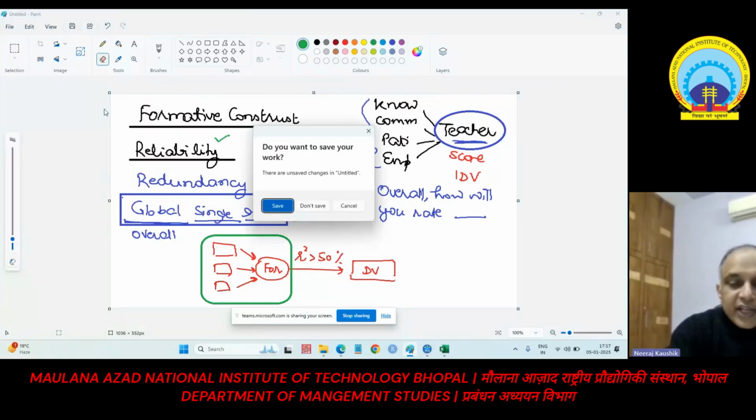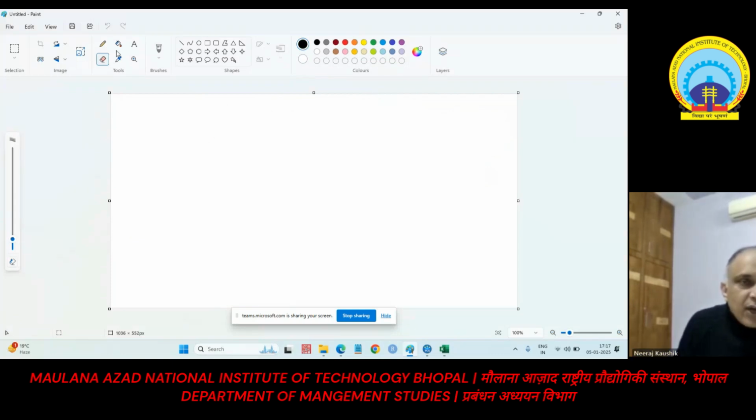The second part comes as the discriminant validity. Now, formative constructs are by default discriminant valid.